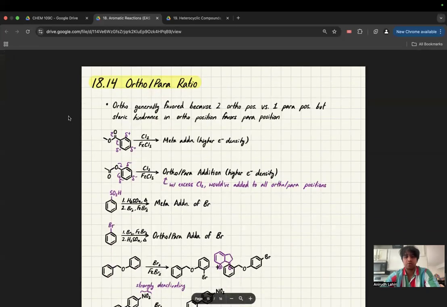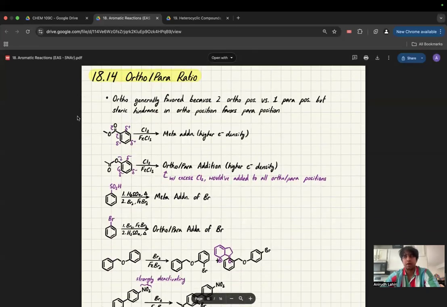Ortho-para ratio. So we recall from earlier that I told you guys that ortho and para have pretty much the same mode of reactivity. The only difference is there's two positions for ortho versus there's one position for para, right? So probability says we'll add ortho unless we have other factors to consider. That other factor to consider is steric hindrance in the ortho position. If we have a large steric hindrance, we'll favor para.